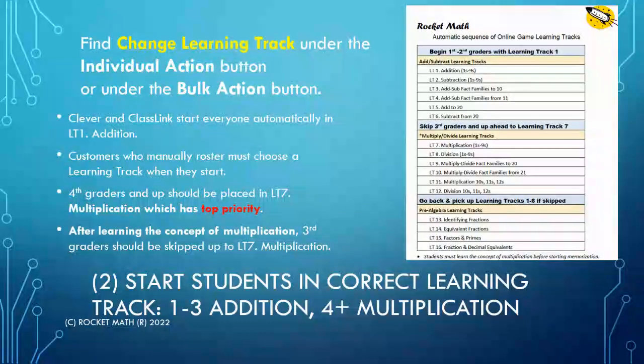Number 2 is to start your students in the correct learning track. First through third grade should start in addition and move through subtraction, fact families, and the optional add to 20 and subtract from 20. Clever and ClassLink puts everyone into addition, but you'll want to change 4th graders and up into Learning Track 7, multiplication, because it has top priority and it can't be counted on fingers. From either the bulk action button or the individual action button, you can pull down to find the Change Learning Track function. After 3rd graders have learned the concept of multiplication in the 2nd semester, they can also be skipped up to Learning Track 7.